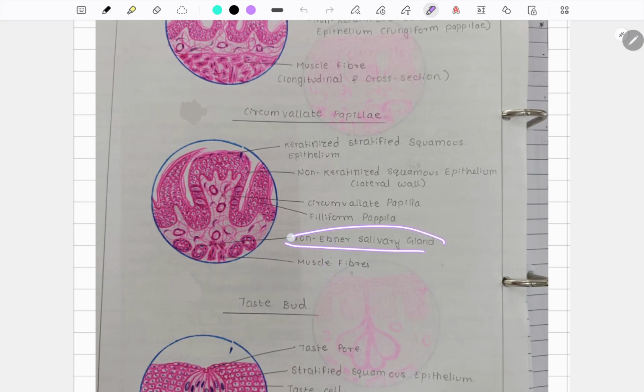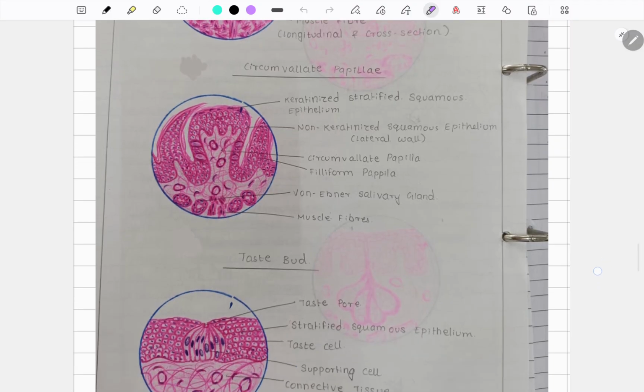Especially the von Ebner salivary glands are present near the circumvallate papilla, because in the circumvallate papilla the taste buds are present in the lateral walls, and the von Ebner salivary gland secretes a serous secretion. Serous secretion is basically a watery secretion, which is easier to drain over here and clean this area where taste buds are present.